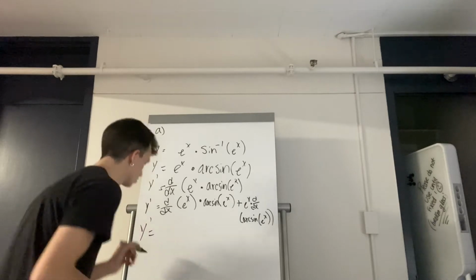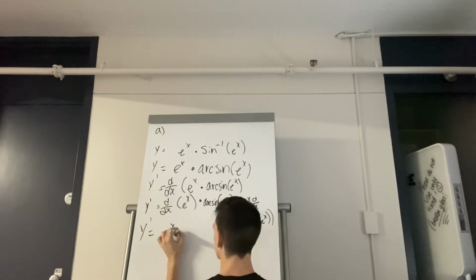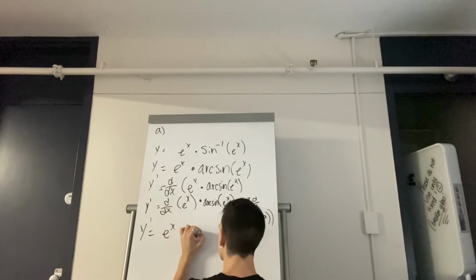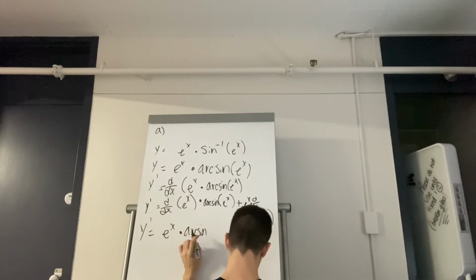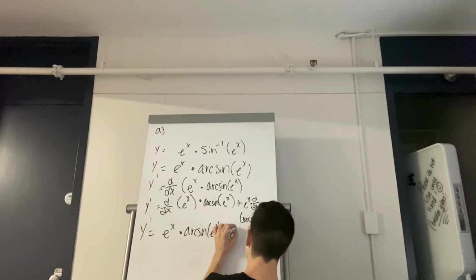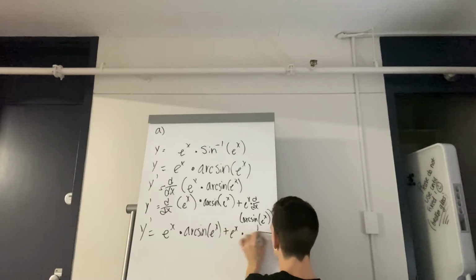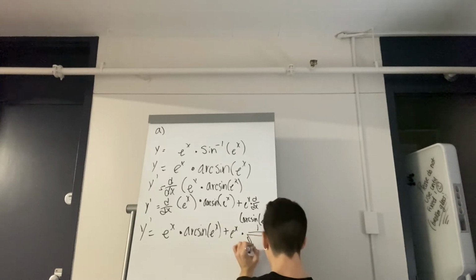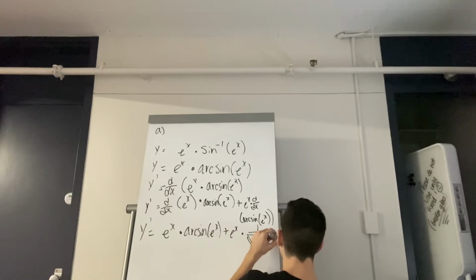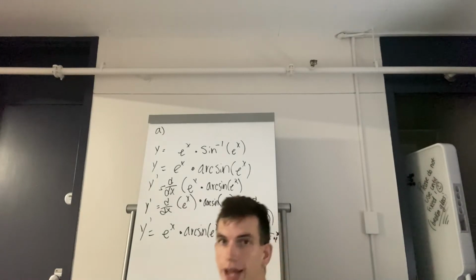So y prime equals e to the x times arc sine e to the x, plus e to the x, and then we're going to do the derivative of this right here, and that is 1 over the square root of 1 minus e to the x, all that squared, times e to the x. And that is our work for problem 1, part A.